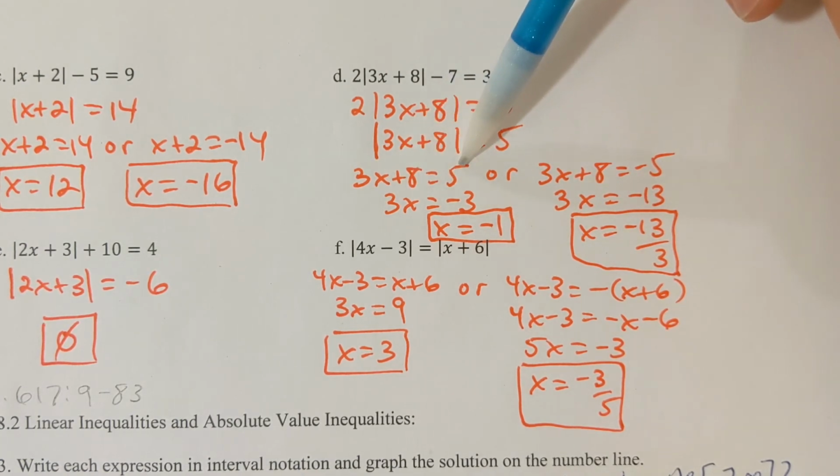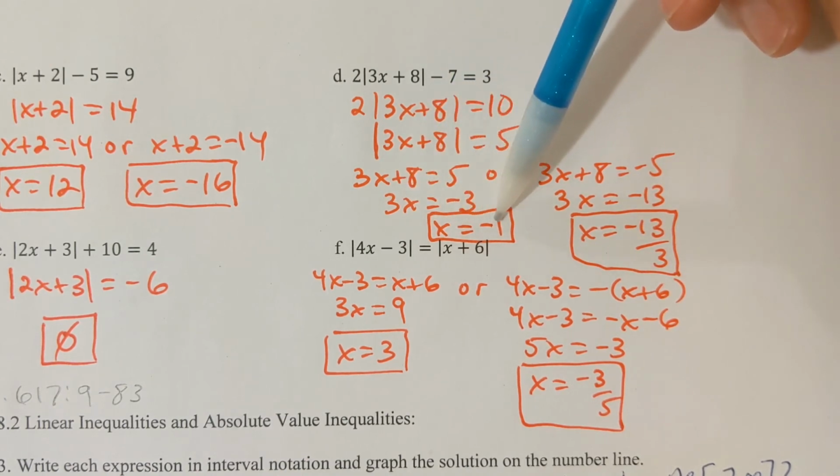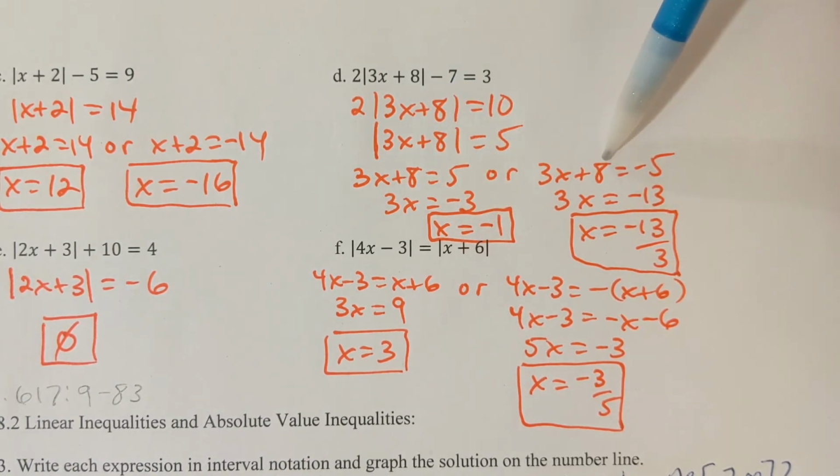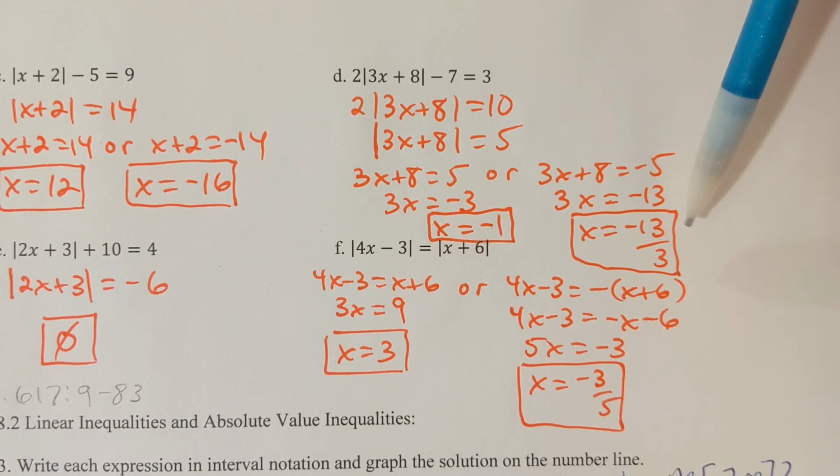So over here, when I subtract 8 and then divide by 3, I'm getting x equal negative 1. Over here, when I subtract 8 and divide by 3, I'm getting x equal negative 13/3.